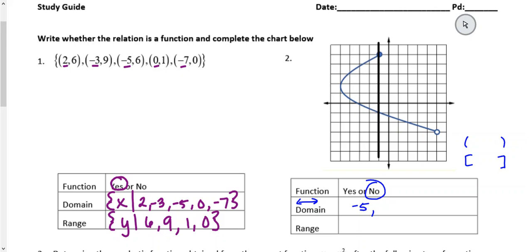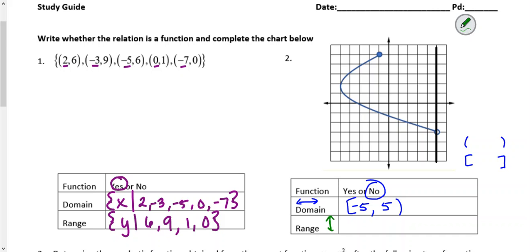So we still keep going. Farthest right would be at this point, which is +5. Now, my -5 gets a bracket. +5 is going to get a parenthesis because of this open circle.